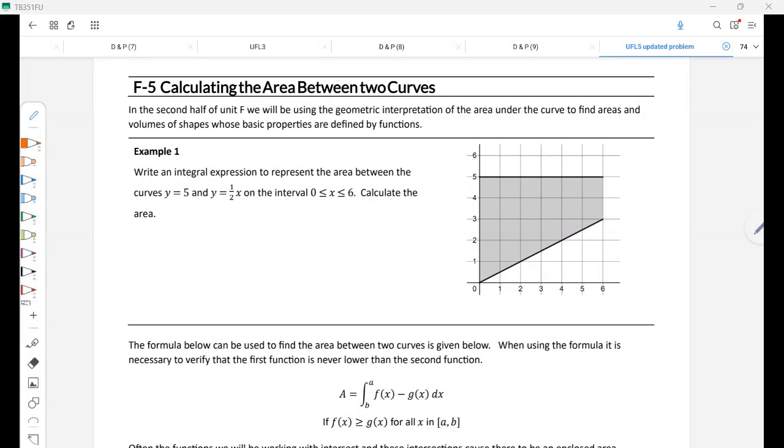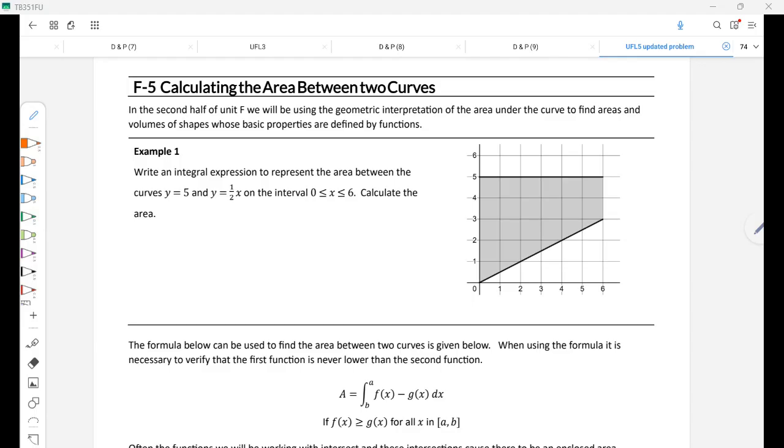So what we're doing in F5 is we're looking at finding the area between two separate curves. We're going to start off with an example that we could solve geometrically. We can get the answer without using calculus. So we're going to do one of these examples where we get the same answer two separate ways. We'll do it by hand, and then we'll do it with the calculus.